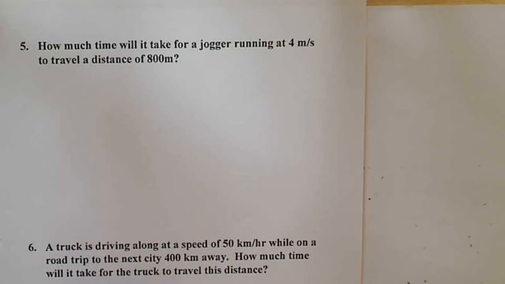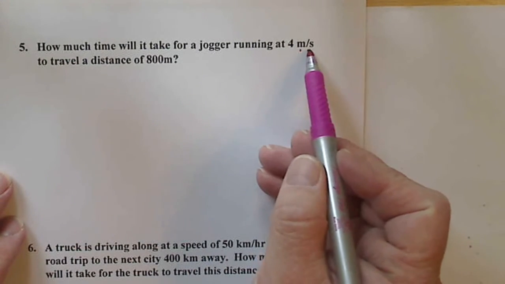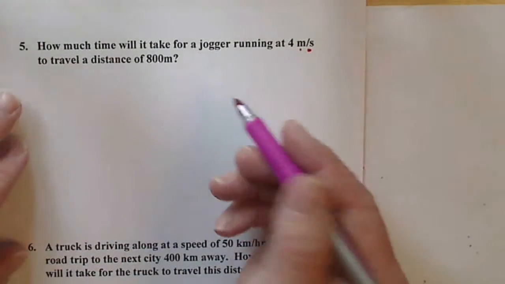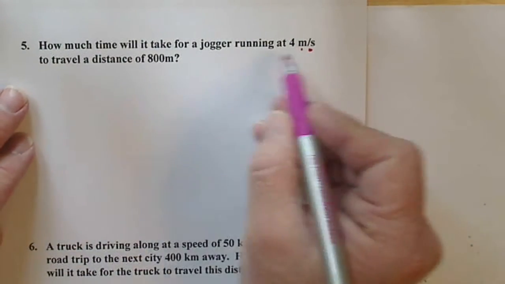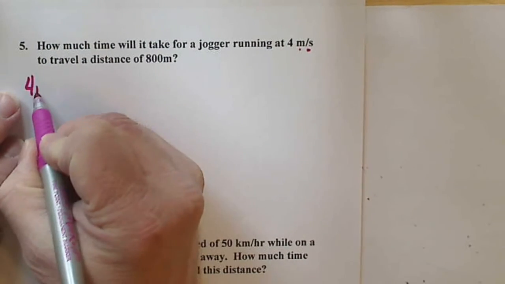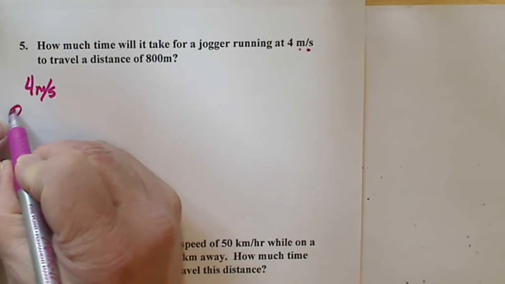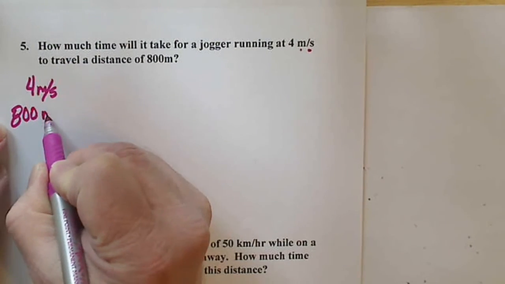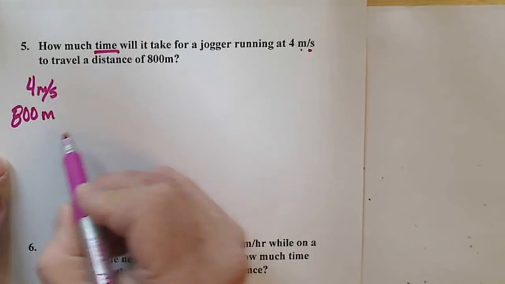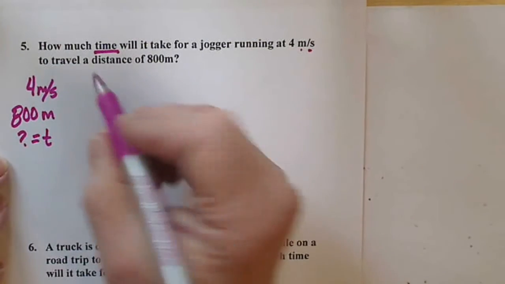Okay? So start off the same way. Number 5, how much time will it take for a jogger running at 4 meters per second to travel a distance of 800 meters? So let's go pull our numbers out. There's a 4 meters per second. There's an 800 meters right there. And what are they looking for? How much time? So they want us to find time this time. Time this time, that sounds funny.